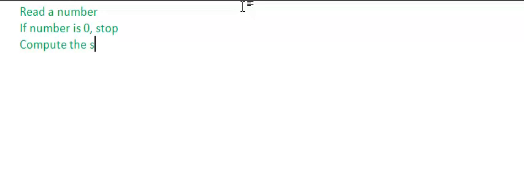So, as a human, we would read a number. Then we must check if it is 0. If number is 0, stop. So let us assume that the first number is not 0. Let's say it is 5. So we compute the square and print the square.